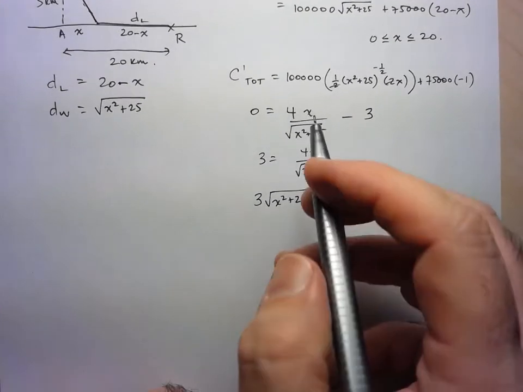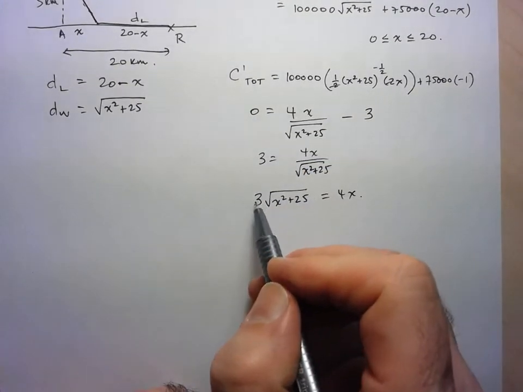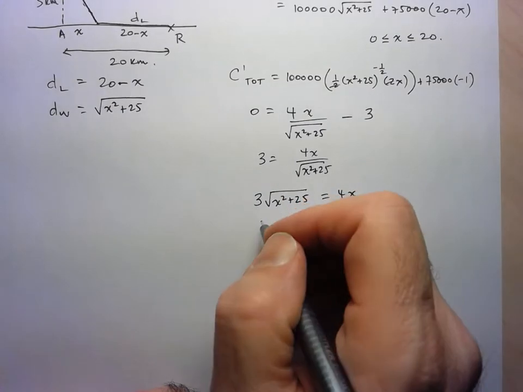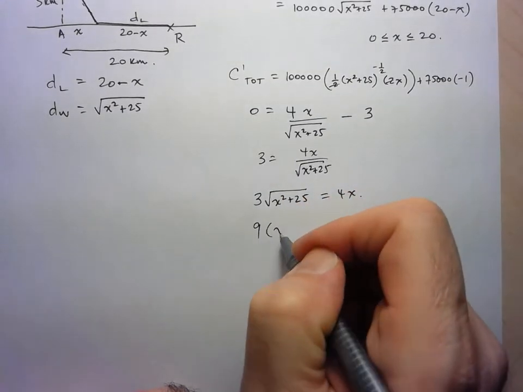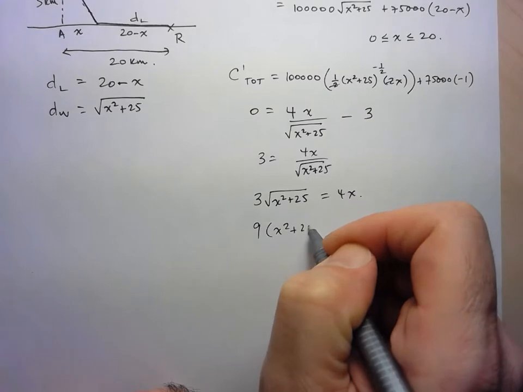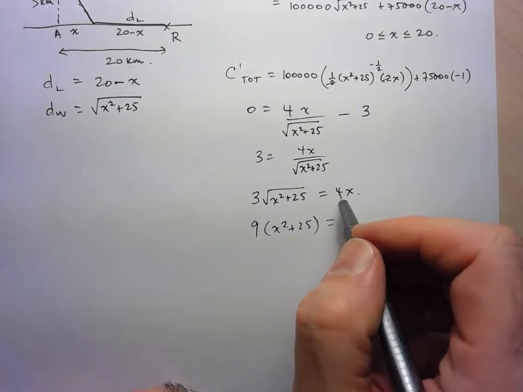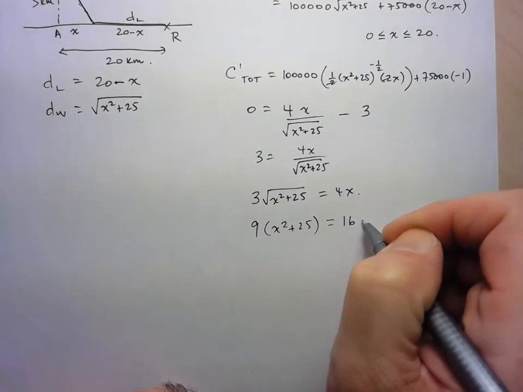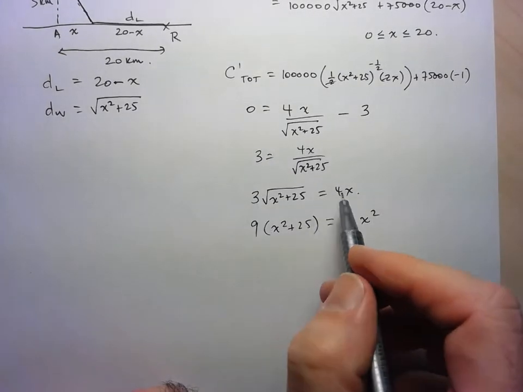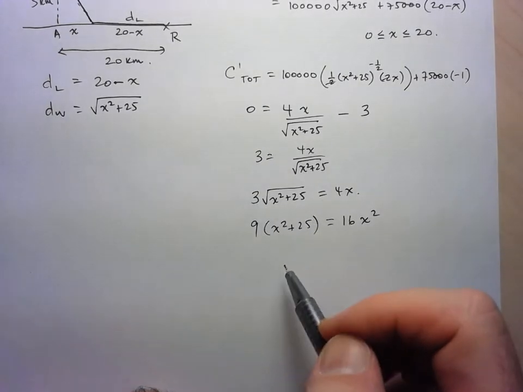Okay, so this is where you've got to be careful here, because remember, I'm squaring the whole left side. So don't forget that you're also squaring the 3. This just becomes x squared plus 25, nice and easy. And this becomes, again, don't forget to square the 4. This becomes 16x squared. So those are very common errors, forgetting to square the coefficients.